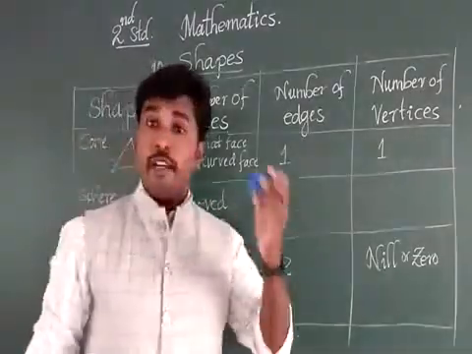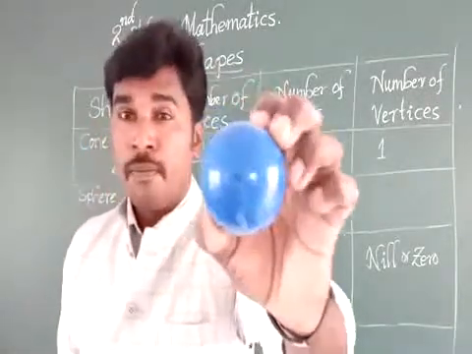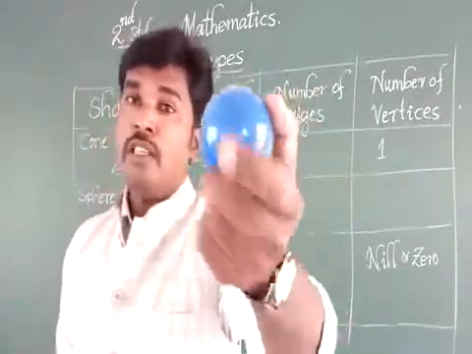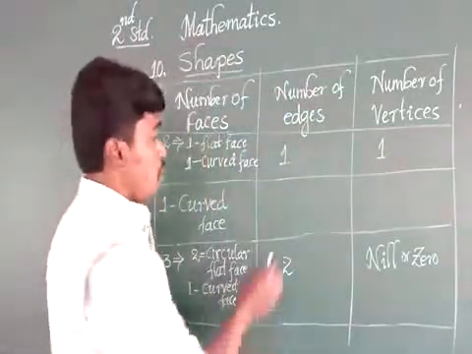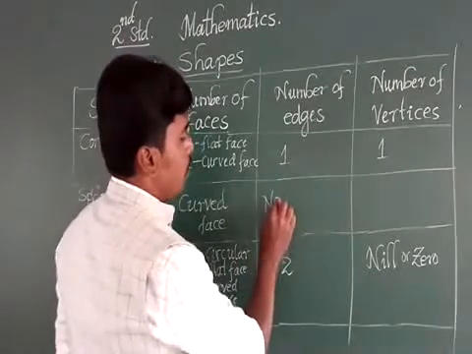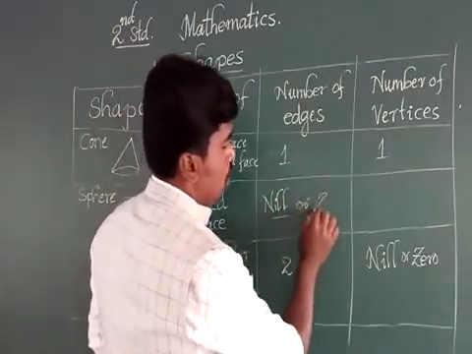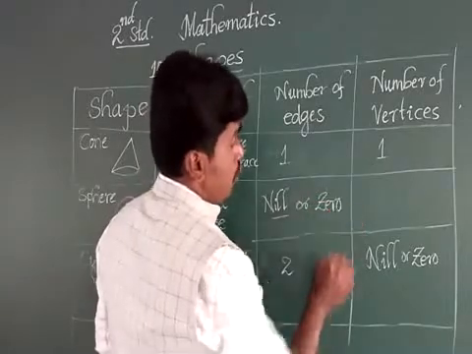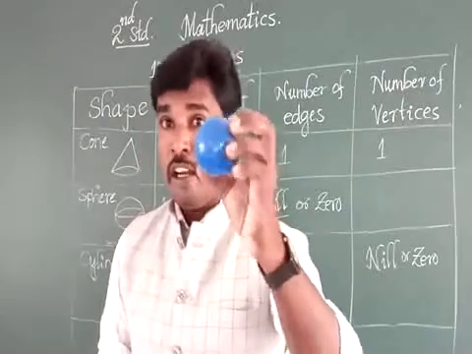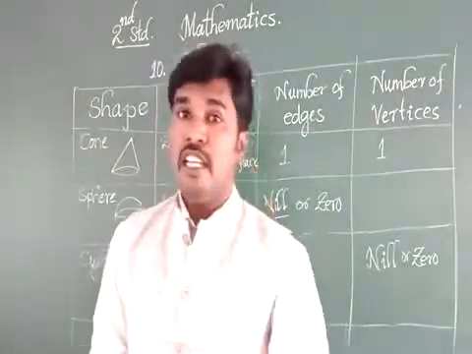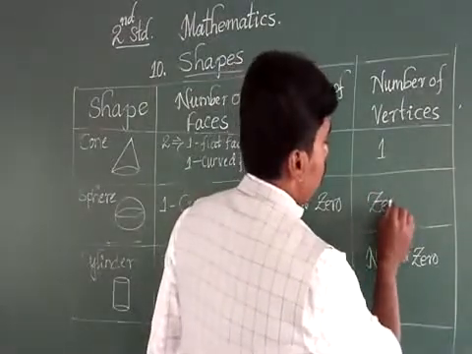Next, how many edges is it having? Can you find any edges, dear children? No. Because it is having only one face, there are no edges. That means nil, or zero. Zero edges. How many vertices? Sharp points also we cannot find on the sphere. That means the number of vertices is also 0.